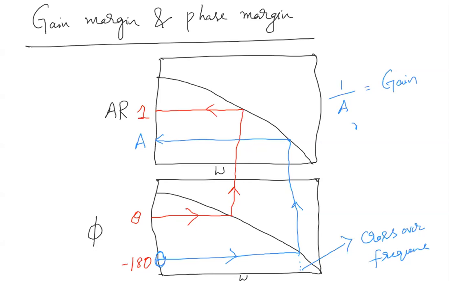Is it a stable system or unstable system? The one that you are seeing on the board, is it stable or unstable? Stable. How do you know it is stable? Because if I equate the phase angle to minus 180, at that frequency, the amplitude ratio is less than 1. So here, A is less than 1.